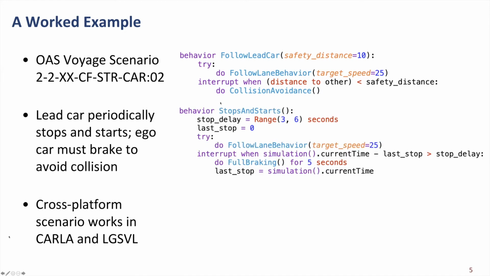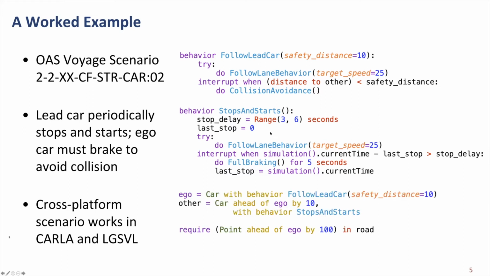And now for the lead car, which is stopping and starting, we can do something a little bit more complicated. So here we're picking a random time, the delay between when we're going to be stopping and starting, to be between 3 and 6 seconds. And then we're going to do a follow lane behavior, but when it has been that amount of time since the last time we stopped, we'll then brake for 5 seconds, update our state here, which is storing the last time that we stopped, and then resume. So what you'll get is a car which is periodically pausing for 5 seconds.